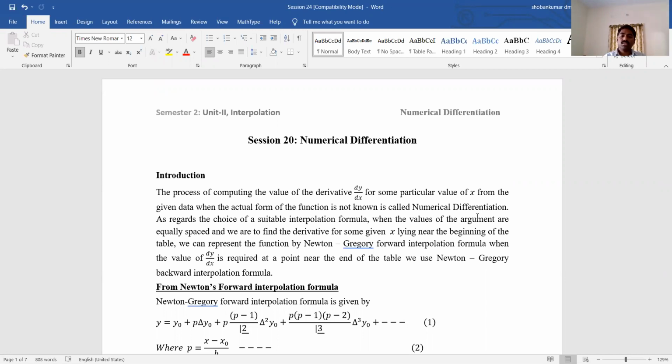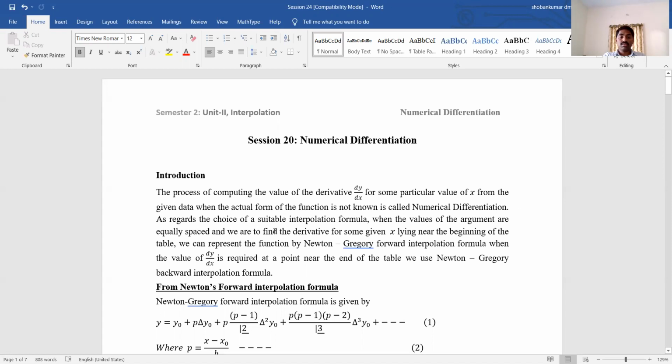Today we have to discuss numerical differentiation. The process of computing the value of the derivative dy by dx for some particular value of x from the given data, when the actual form of the function is not known, is called numerical differentiation.